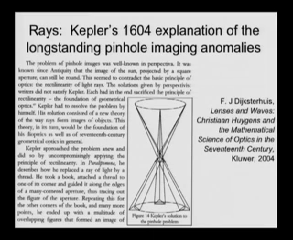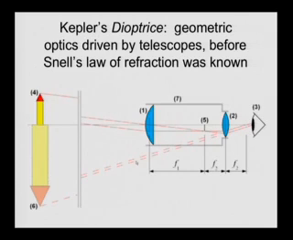Kepler went on to do a lot of other good stuff, like he improved on the Galilean telescope and showed how to make a telescope with two convex lenses that would do a better job of imaging distant objects. He was able to draw pictures of rays to explain how imaging worked. And he was able to do all this before the laws of refraction were known.